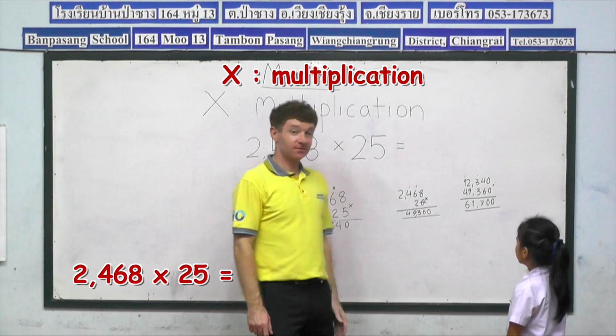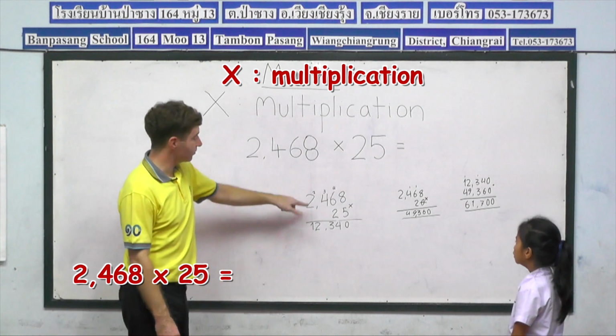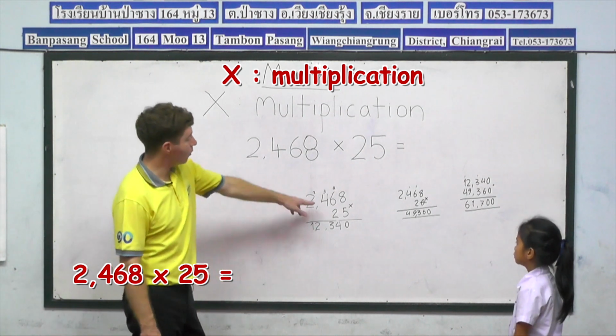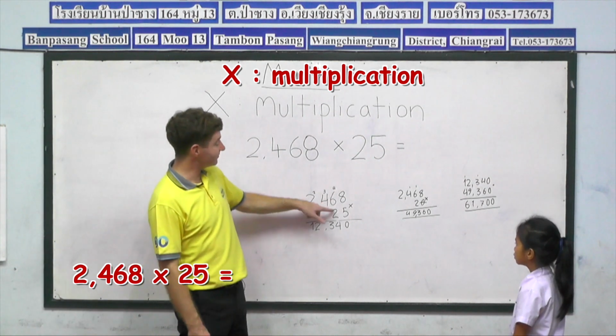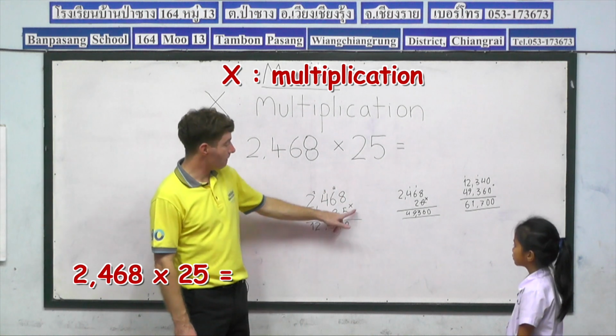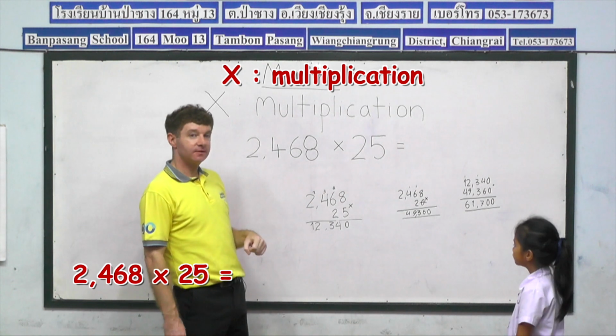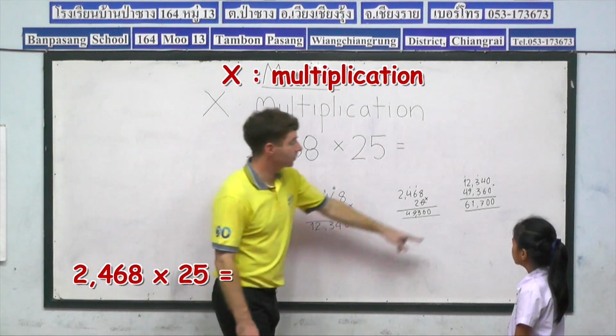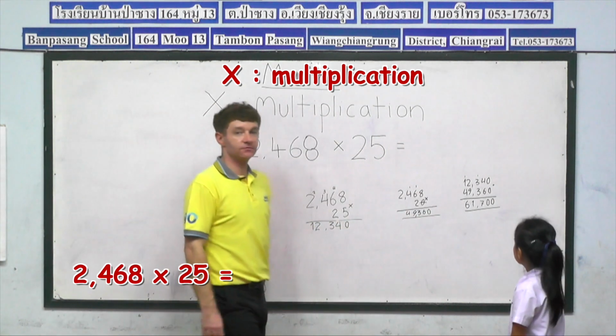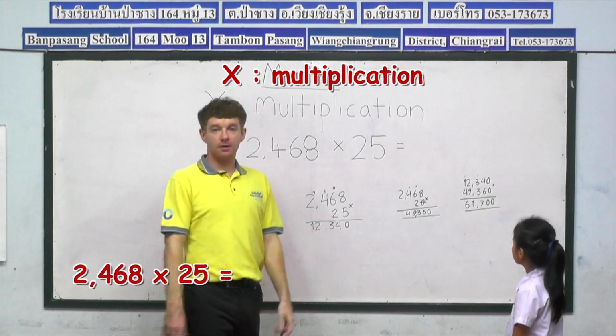61,700. So we can say 2,468 multiplied by 25 equals 61,700.